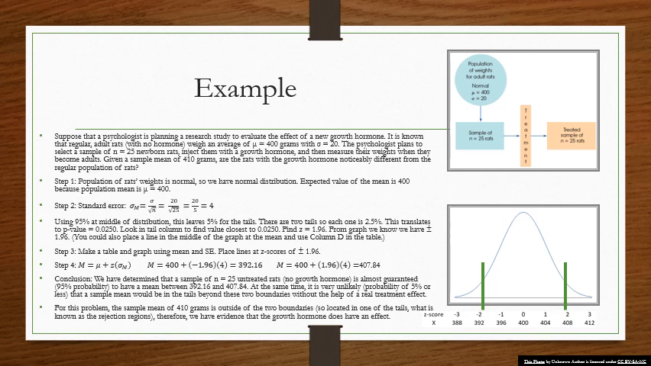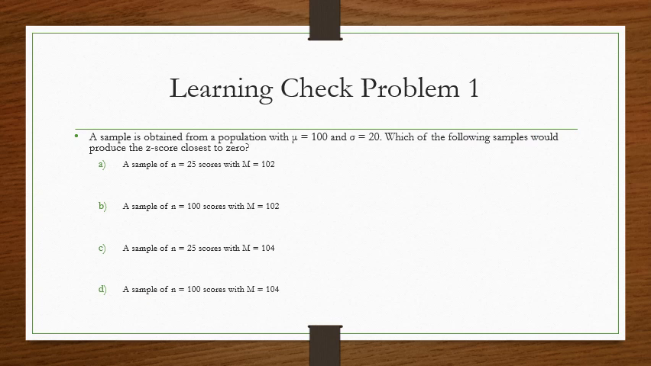So for this problem, the sample mean we were given was 410 grams, and this is outside those two boundaries. It's located in one of the tails, which is also known as the rejection region. Therefore, we do have evidence that the growth hormone does have an effect. These rats' weight is very, very different from the other 95%, which are in the middle of the distribution.